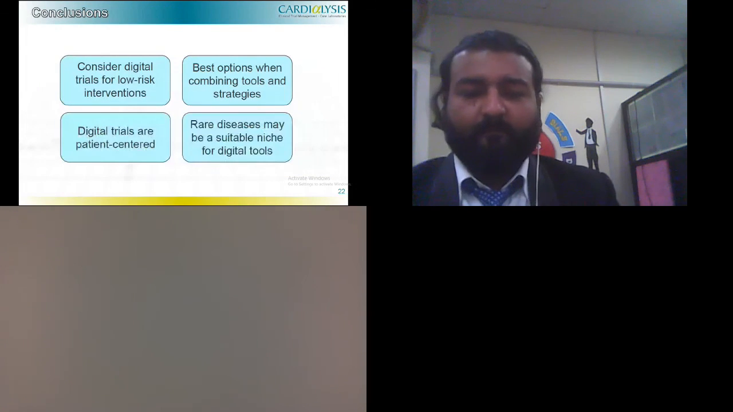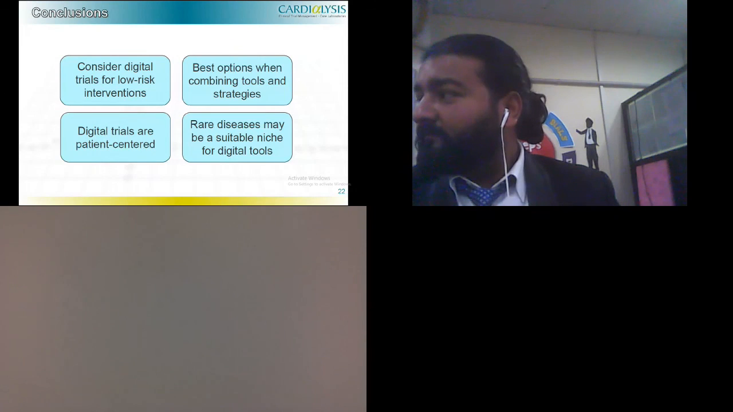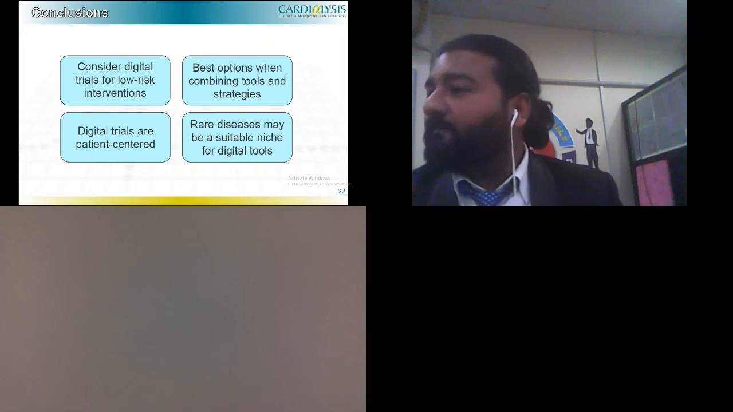So these are the conclusions. And again, thank you very much for being here. Consider digital trials for low-risk interventions. Digital trials are patient-centered. The best options could be out there when combining tools and strategies, and rare diseases may be a suitable niche for digital tools.